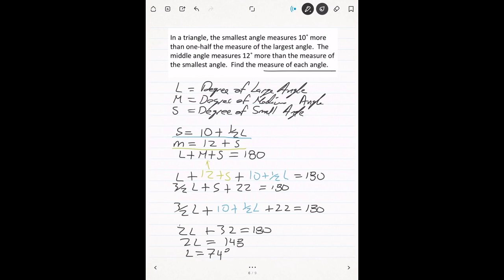The small angle then would be half of that. So 74 times a half is 37, and 10 more is 47. And the measure of the medium angle would be the 47, the small angle, plus 12. So that would be a 59. So we have 47 degrees, 59 degrees, and 74 degrees. Those are our angle measures.